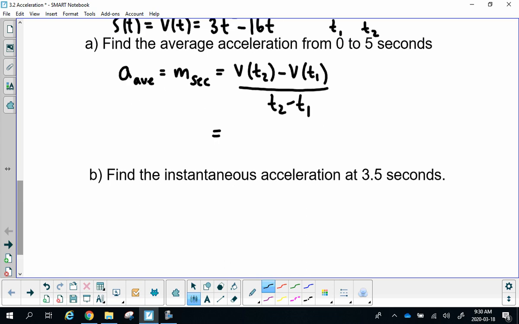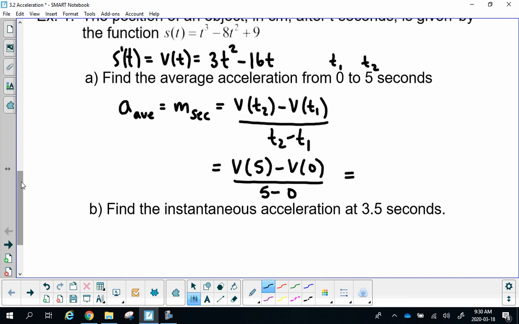So we would have v of 5 minus v of 0 divided by 5 minus 0. And all we have to do is plug those into our functions up here. And so we would have 5 squared, which is 25 times 3, which is 75, minus 16 times 3, which is 48. So that's going to give us a grand total of, maybe I should write it up here, v of 5 gives us negative 5.